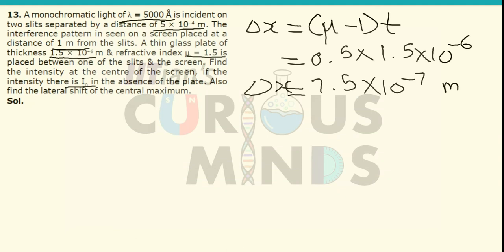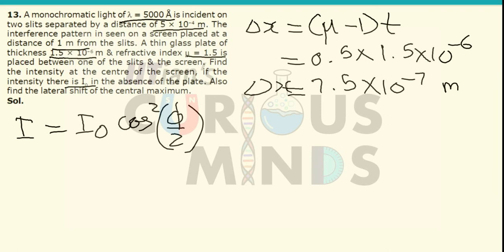This is the path difference between O and O dash, that is the old bright fringe and the new bright fringe. If I want to calculate the intensity, first we have to calculate the value of phi, because the intensity is given as I naught cos square phi by 2, where phi is the phase difference. For lambda, the phase difference is equal to 2 pi. For delta x, let the phase difference be equal to phi. So let us calculate the value of phi.